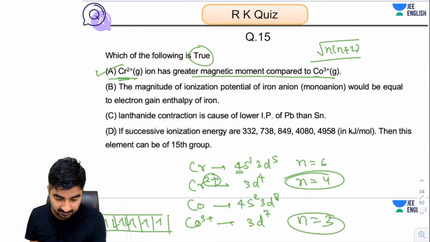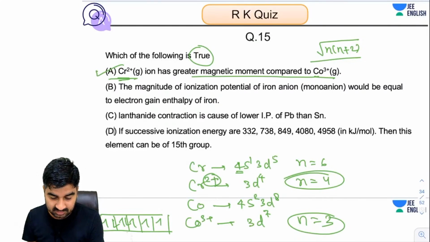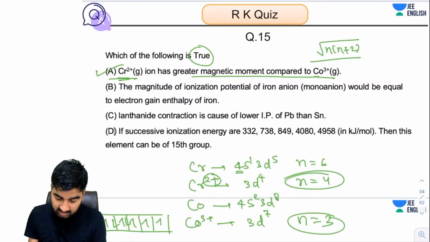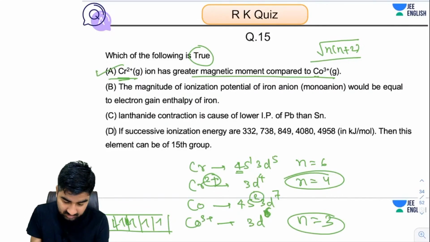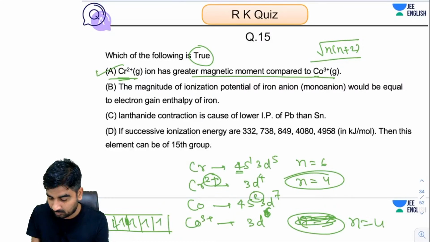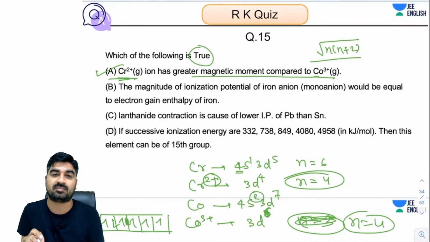Just a minute. Cr2 plus ion has greater magnetic moment as compared to Co3 plus. Okay. Actually Co will have 3d7. I wrote it wrong. If you remove 3 electrons, 2 will be removed from 4s and it will be 3d6, and in case of 3d6 we will have n equal to 4, so both of them will have same, so it cannot be the answer.